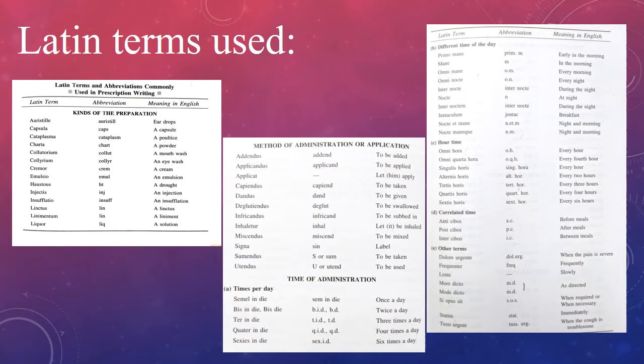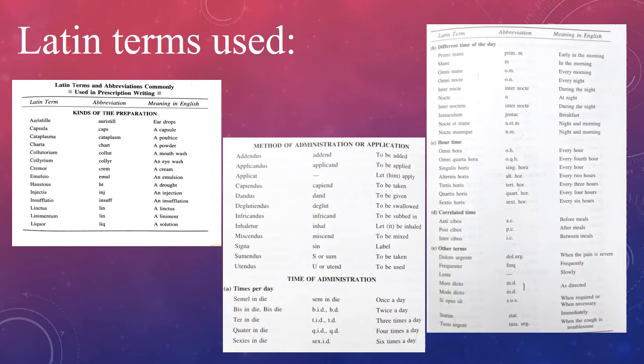For time of administration, times per day. Semel in die, the abbreviation for it is sem in die, which means in English once a day. Bis in die, BID, means twice a day. Ter in die, abbreviation TID, means 3 times a day.